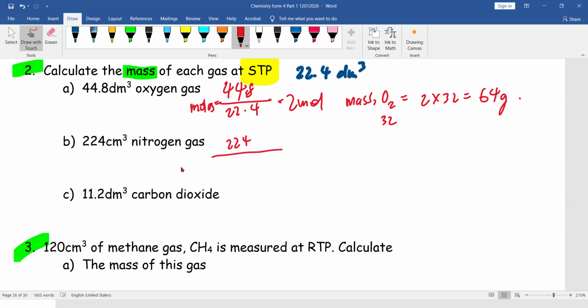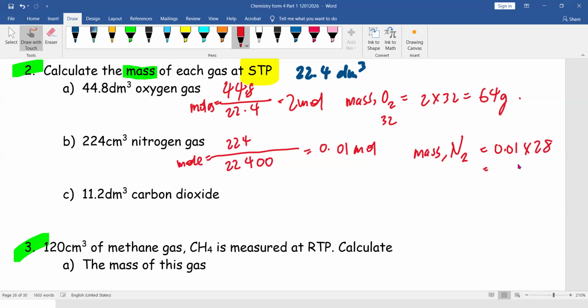224 cm³ of nitrogen gas. The molar volume is 22,400 cm³. So how many moles? 0.01, right? And then the mass of nitrogen. Remember, nitrogen is N2. So 0.01 times 28, because nitrogen is 28, so it's 0.28 grams. Correct? Okay, good.